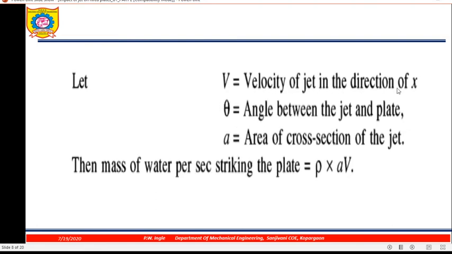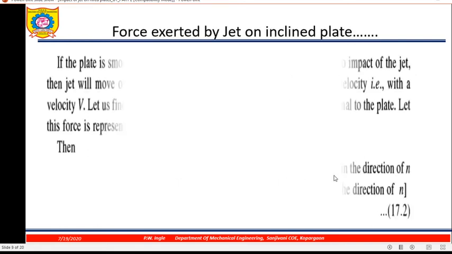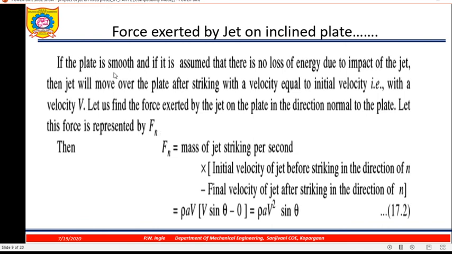Let v be the velocity of the jet in the direction of x, theta be the angle between the jet and plate, and a be the area of cross section of the jet. So the mass of water per second striking the plate is rho into a into v. If the plate is smooth and it is assumed that there is no loss of energy due to impact of the jet, the jet will move over the plate after striking with velocity equal to initial velocity.